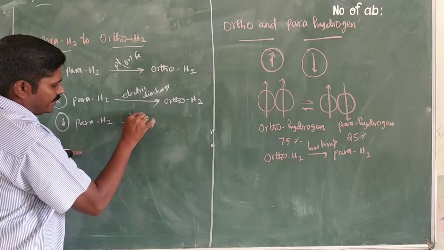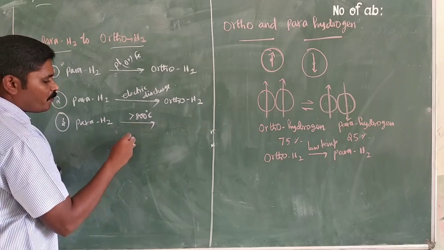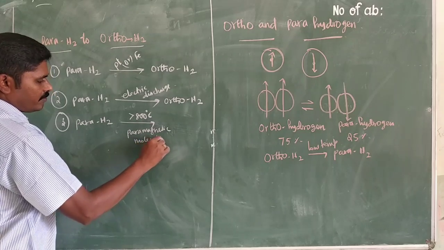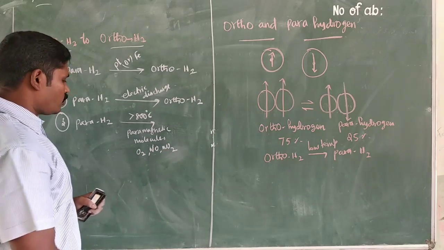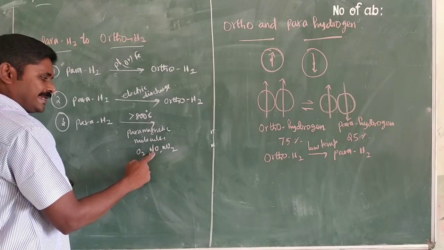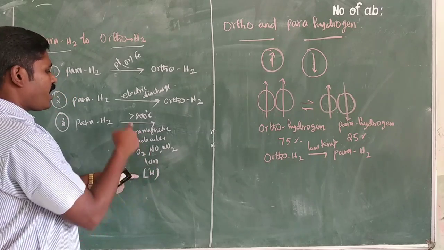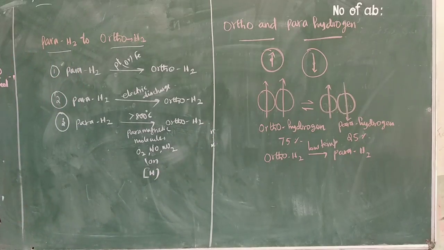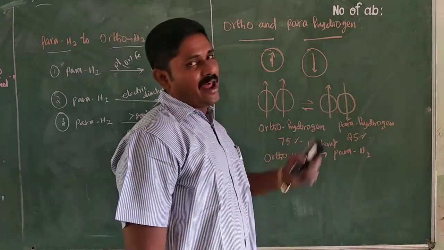In the third method, para-hydrogen is heated above 800 degrees Celsius and mixed with paramagnetic molecules like oxygen, O2, NO, NO2. These are paramagnetic molecules. At above 800 degrees Celsius, the para-hydrogen is converted into ortho-hydrogen. So the spin direction is also changed: the same direction in ortho and different directions in para-hydrogen.